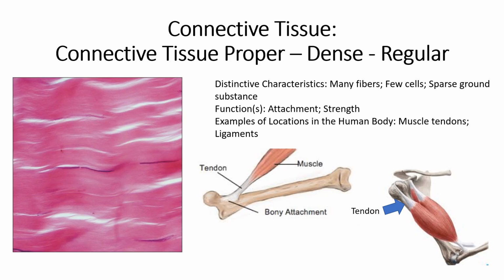So we see some ground substance, but not a lot. But what we do notice is that there's this clear wave pattern that looks like waves in the ocean, right, of this pink. Those pink waves that you see are fibers. So with dense connective tissue proper, you're going to see a lot of fibers that are densely compacted together, hence the name.